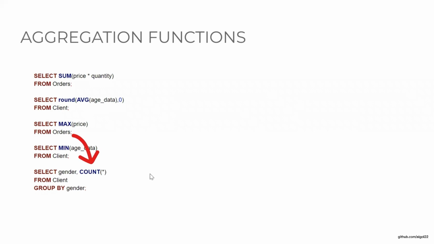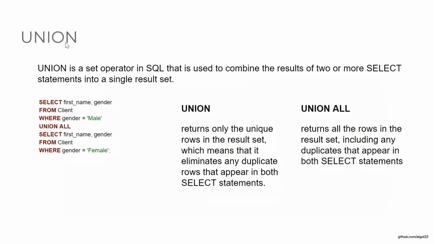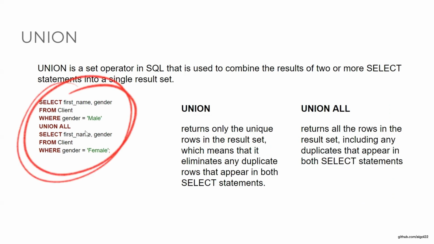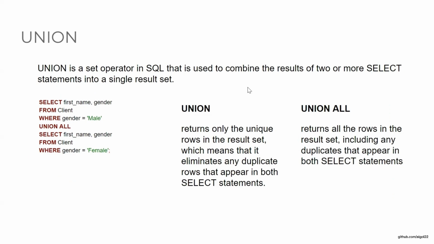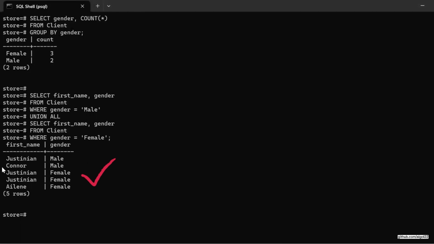And finally we can count our clients by gender, male and female, and we got 2 male and 3 female clients. Union is a set operator in SQL that we use to combine 2 or more queries. There is union and union all, and union is used for a unique result set, and union all includes duplicates. So here using this query we can get male and female clients together. So here are our male and female clients united.